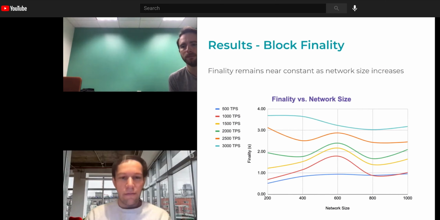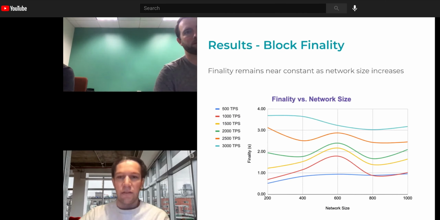So the first graph we want to show you is finality versus network size. As you can see, mostly finality is remaining near constant as the network size increases. You can see we're increasing from 200 to 1,000 nodes. Let's take a look at the lowest TPS, 500. You can see it remains pretty stable under 1 second. Then once you increase the TPS input, so transactions per second are coming into the network, obviously finality will increase.